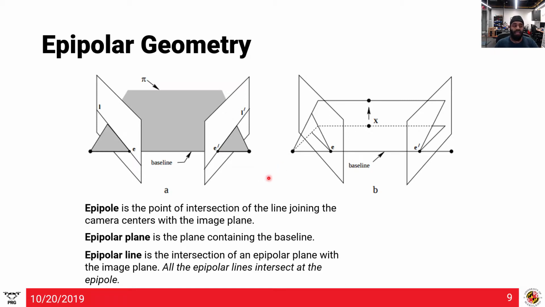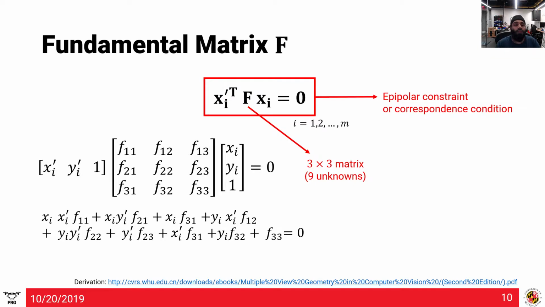And the epipolar plane, the pi, is the plane containing the baseline. And the epipolar line is the intersection of the epipolar plane with the image plane. So L and L dash. So all the epipolar lines intersect at the epipole. So now we have a basic idea of what epipoles and epipolar lines are, if you have two images from different views of the same scene.